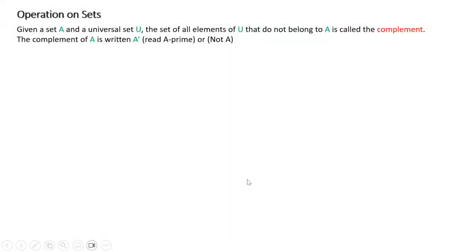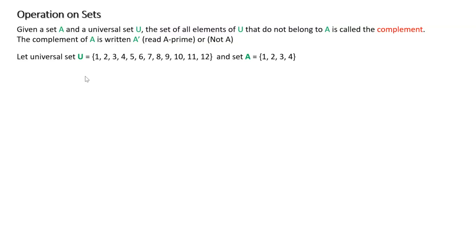Now this is called operations on sets. Given a set A and a universal set U, the set of all elements of U that do not belong to A is called the complement. The complement of A is written as A prime, or you can say A naught, or not A. Example: say you have the universal set, the numbers from 1 to 12, and set A has the elements 1, 2, 3, 4.